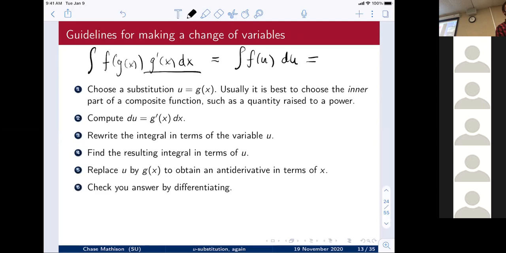Then this clearly has an antiderivative of capital F of u plus some constant, and then you substitute u back. So we're making a couple of intermediate steps. But again, it's definitely the better way to do this for later when we talk about more complicated integrals. Any other questions?